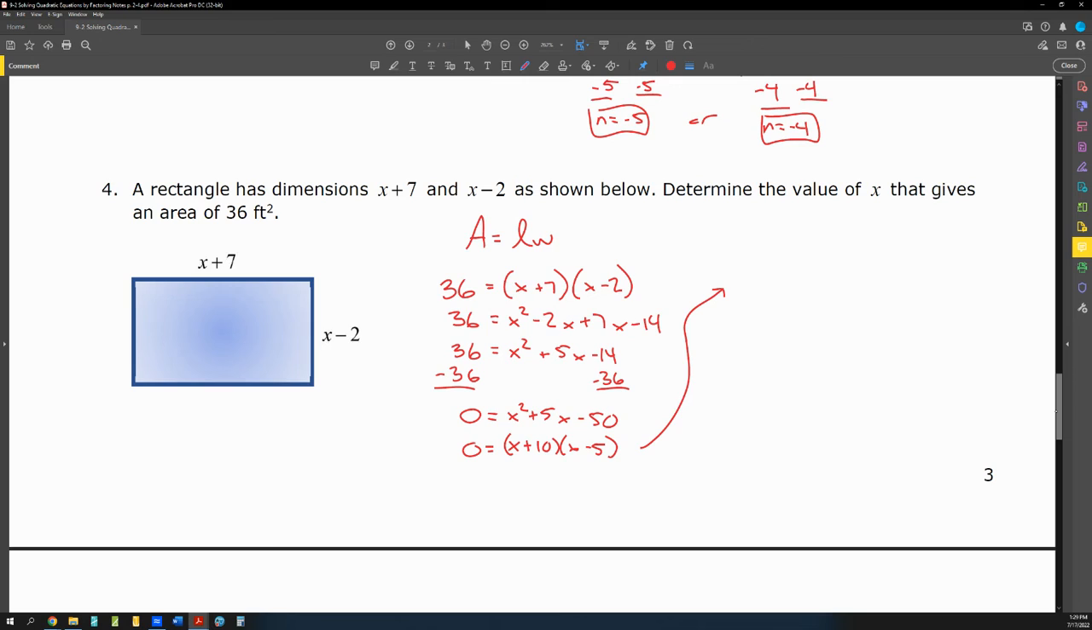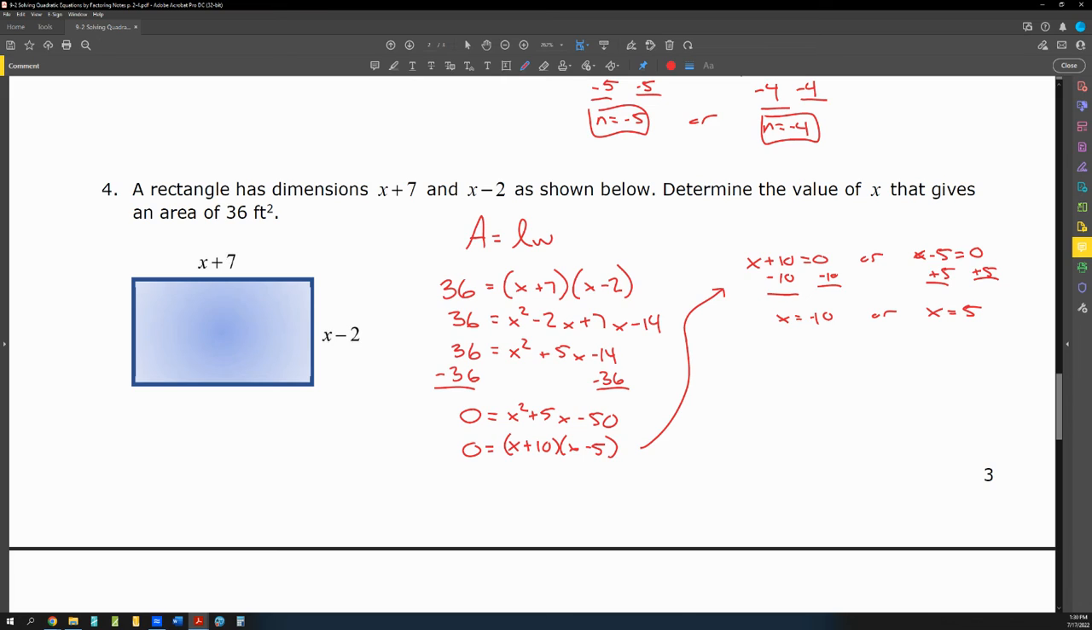I'm going to move over here for a little bit more space. Now using the zero product property, I can set each factor equal to 0. And so I get x plus 10 equals 0 or x minus 5 is equal to 0. On the left-hand equation, I'm going to go ahead and subtract 10 from both sides, and I get x is equal to negative 10. On the right-hand equation, I add 5 to both sides, and I get x is equal to 5. Now, we have two solutions, but we have to consider what the context of this scenario is.